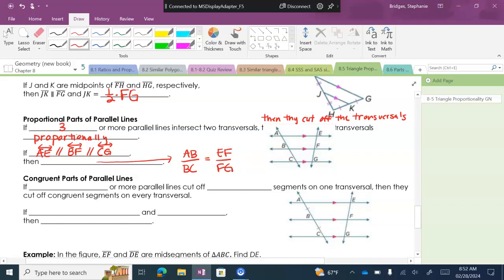Okay, so if three or more parallel lines intersect two transversals, then they cut off the transversals proportionally. So the example that you have there in your picture, if AE is parallel to BF, is parallel to CG. These are my lines here. AE, BF, and CG. They are parallel because of those arrows that are made in the picture. Then we can do our pieces proportionally. AB over BC is going to equal EF over FG. Again, we've already done that part before, but again, it is back again with the proportional parts.